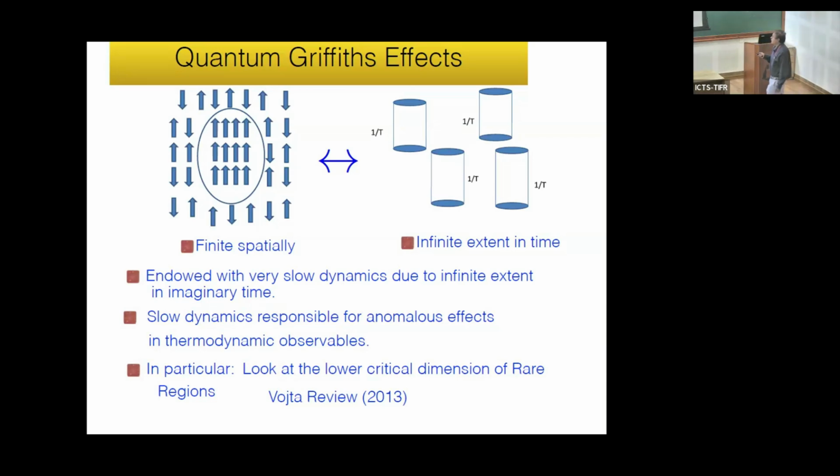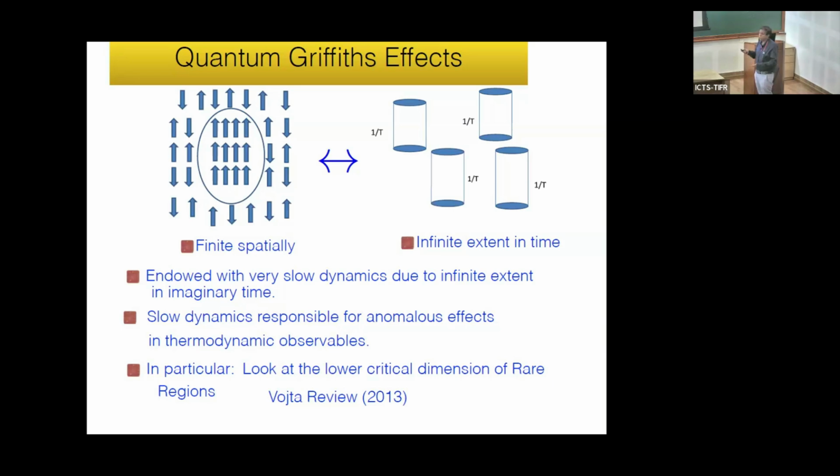The way one could think about this is that if you have such regions of local order, then at zero temperature, these regions of local order are infinitely correlated in imaginary time. So that means the dynamics of these rare regions are extremely slow. It takes a long time for these rare regions to flip. What you can show is that in the sort of situation we are in, these rare regions are exactly at the lower critical dimension of the system.